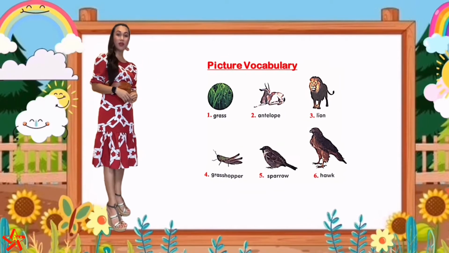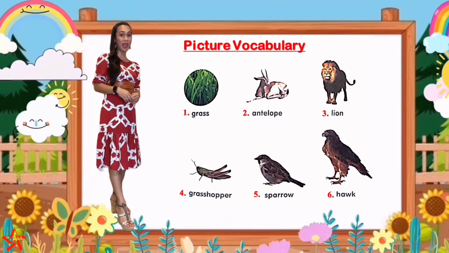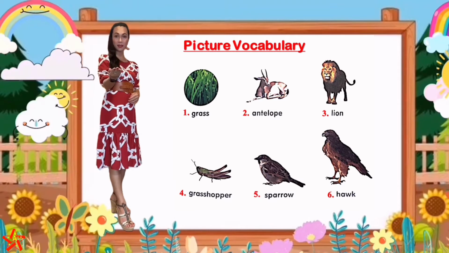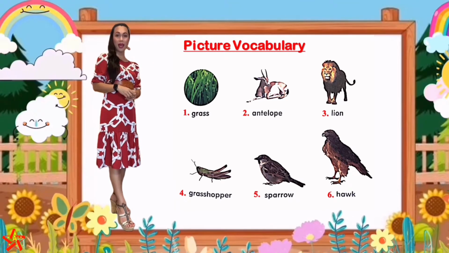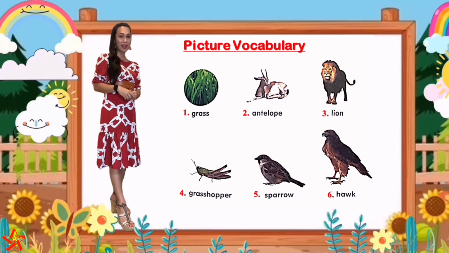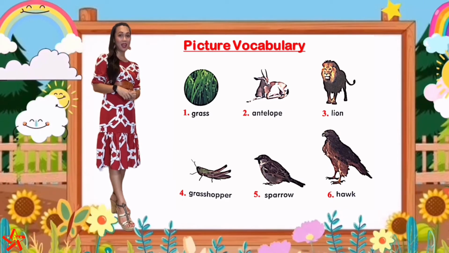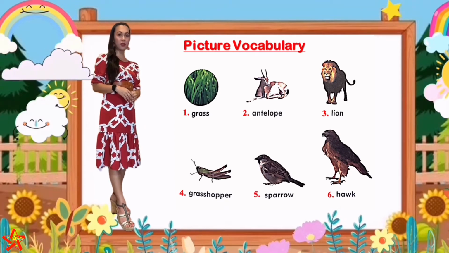Picture number 1, we have grass. Grass is G-R-A-S-S. Can you repeat that? Very good. Number 2, antelope. Okay, can we spell it all together? It's A-N-T-E-L-O-P-E. Very good.